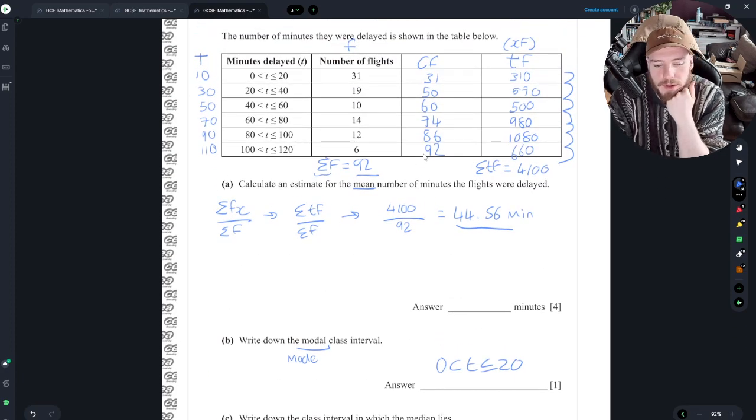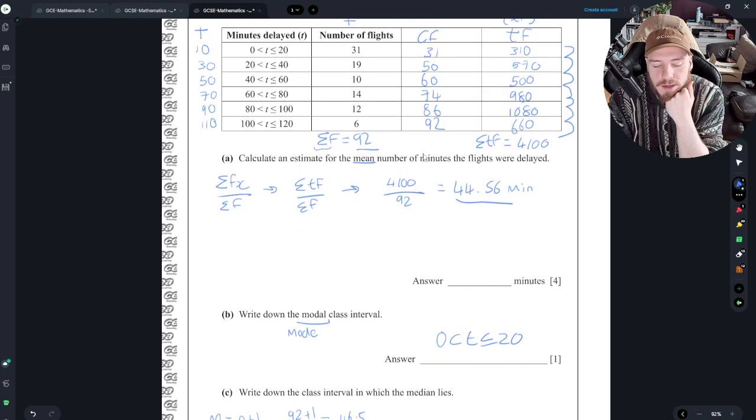So let's take a look again. Is 46.5 in the range of 0 to 31? Now what about this range of 32 to 50? Yes, our 46.5 value would be in this range of values here. So our median class would be 20 to 40 minutes.